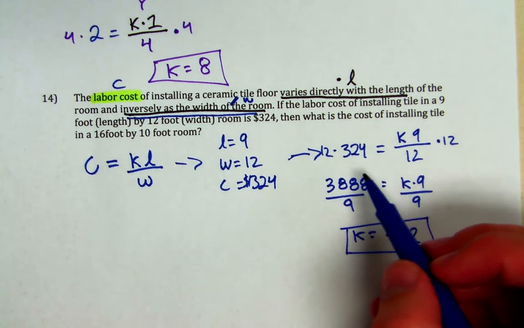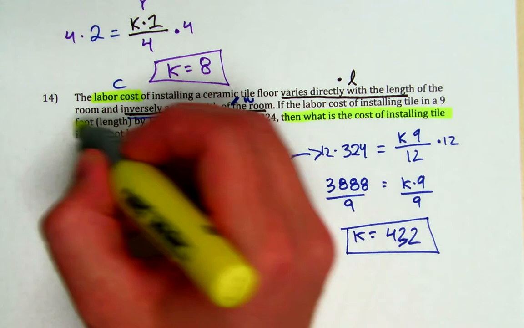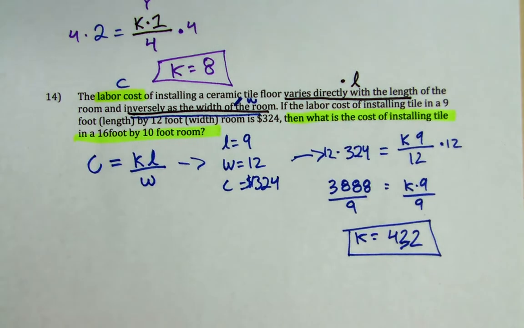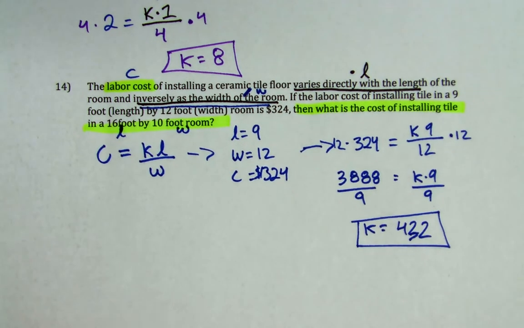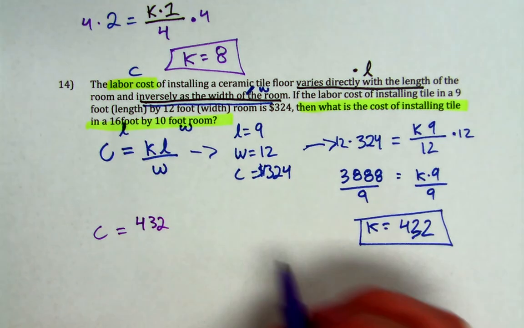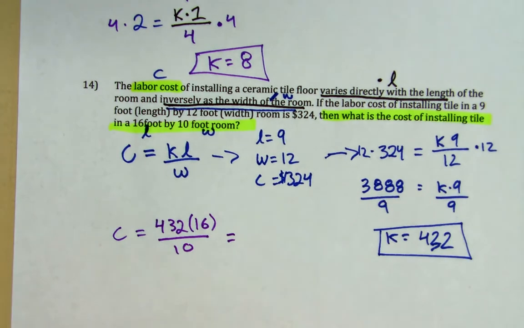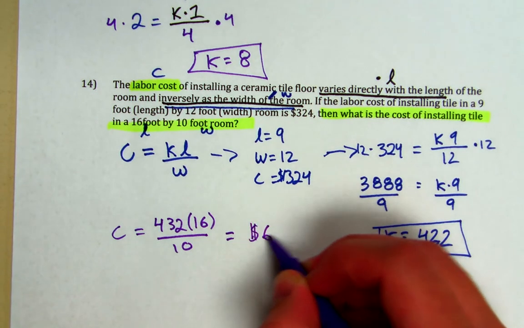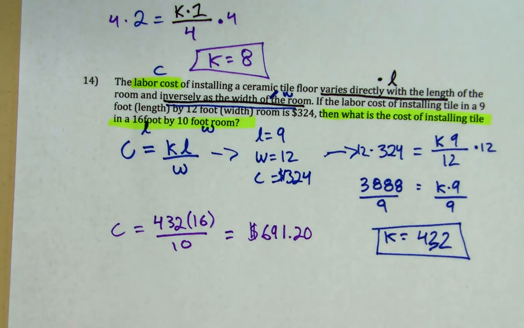Now, it says, hey, what is the cost of installing a 16-foot by 12-foot room? So that's length by width. So hey, what's the cost now? Cost equals, well, k is 432 times 16 over 12. So 432 times 16 and divide it by 12, you get $691.20. 20 if we want to be accurate about money.